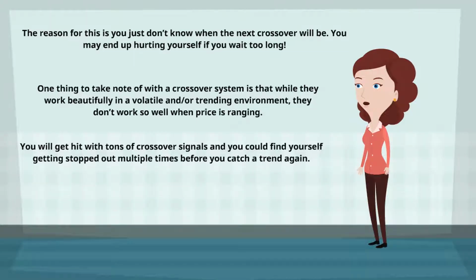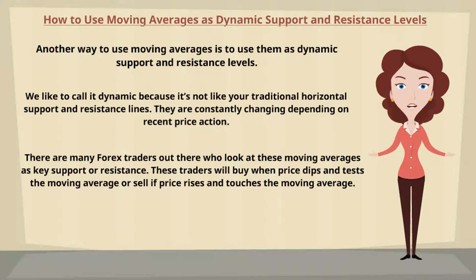Let me tell you now about how to use moving averages as dynamic support and resistance levels. Another way to use moving averages is as dynamic support and resistance levels. We like to call it dynamic because it's not like your traditional horizontal support and resistance lines. They are constantly changing depending on recent price action. There are many forex traders out there who look at these moving averages as key support or resistance. These traders will buy when price dips and tests the moving average, or sell if price rises and touches the moving average.